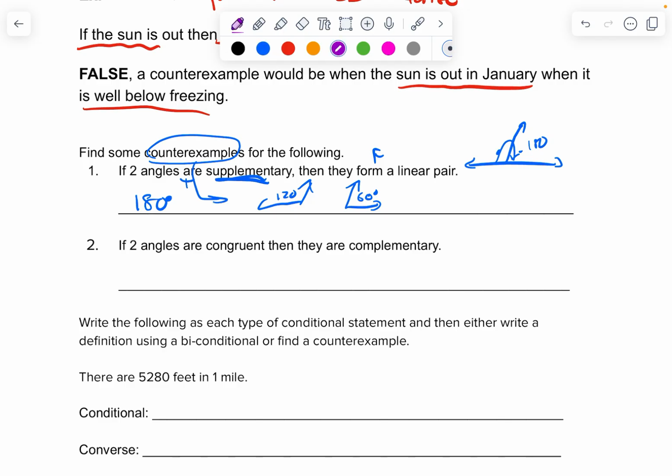If two angles are congruent, then they are complementary. Complementary means they add up to 90. Congruent means that they are equal to each other. They have the same measure. I can just show this. I've got a 30-degree angle here and a 30-degree angle here. Those two together are congruent, but they are certainly not complementary. 30 plus 30 does not equal 90.